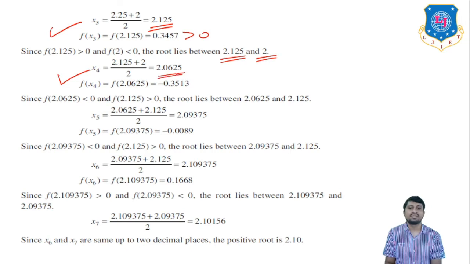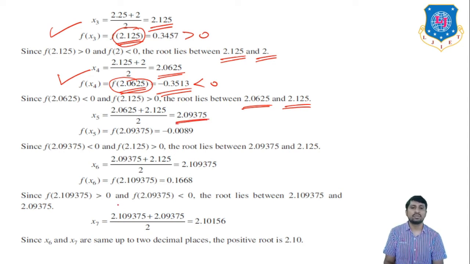So 2.0625. Okay, now you will see that at 2.0625 you will get a negative value. Okay, clear? So now you will get a negative value, and where you got a positive value previously, that was 2.125. So now your root lies between 2.0625 and 2.125. So the next approximation x5 is (2.0625 plus 2.125) divided by 2.